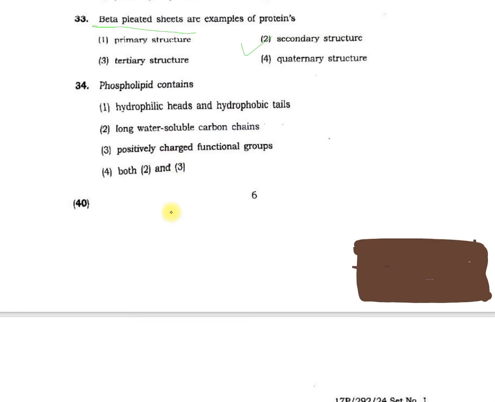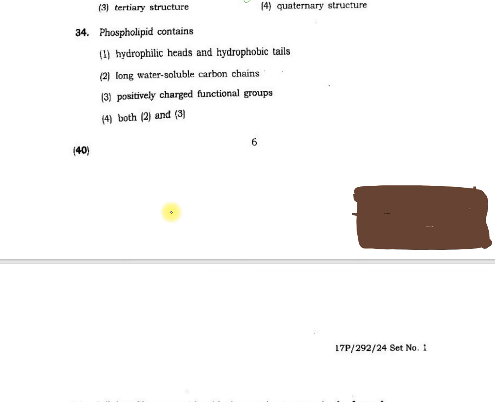Question number 34. Phospholipid contains 1, hydrophilic heads and hydrophobic tails. Number 2, long water-soluble carbon chains. Number 3, positively charged functional groups. Number 4, both 2 and 3. So here the correct one is option 1. They have got the hydrophilic heads and they have got the hydrophobic tails.